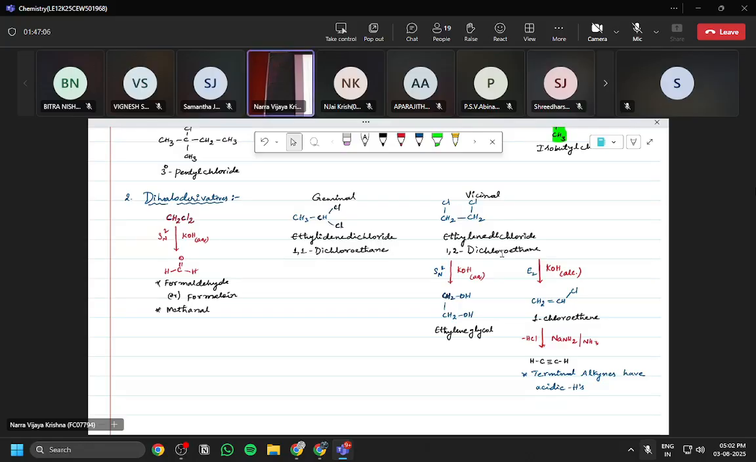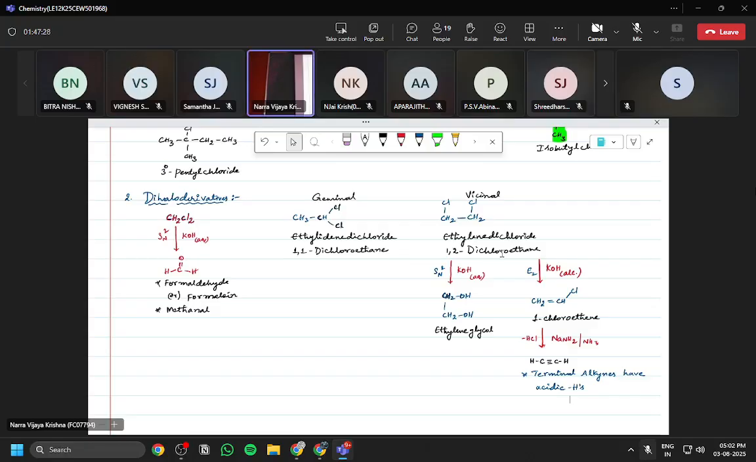Both will give the same product. There also, what happens? First HCl is lost to form vinyl chloride. Again HCl is lost to form alkyne. So we cannot differentiate vicinal and geminal. So if I use alcoholic KOH, what happens? Then also we cannot differentiate.